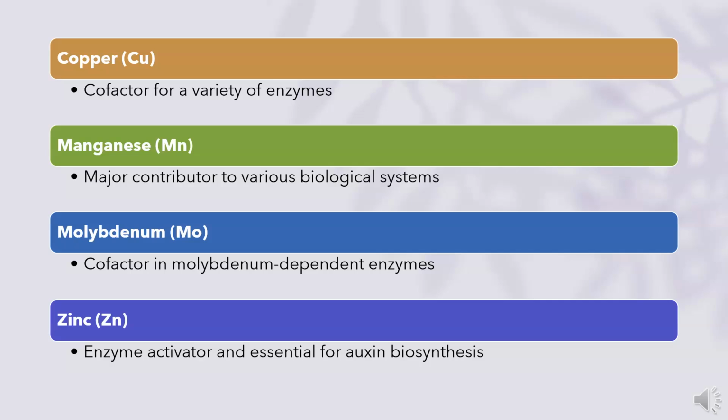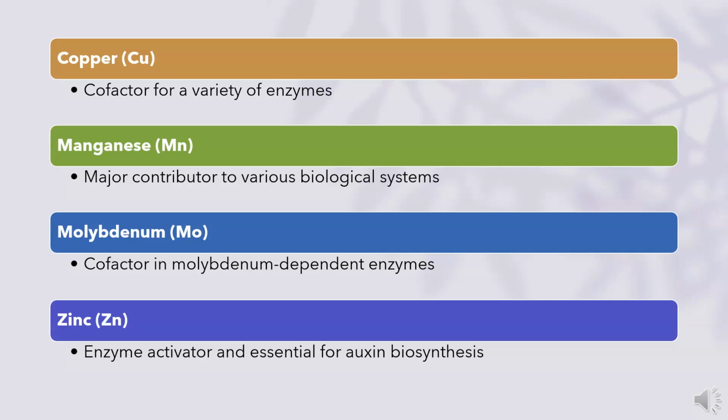Molybdenum serves as a cofactor in two enzymes, nitrate reductase and nitrite reductase, that convert nitrate into nitrite, a toxic form of nitrogen, and then into ammonia, which is used to synthesize amino acids within the plant. It is supplied as sodium molybdate in media.